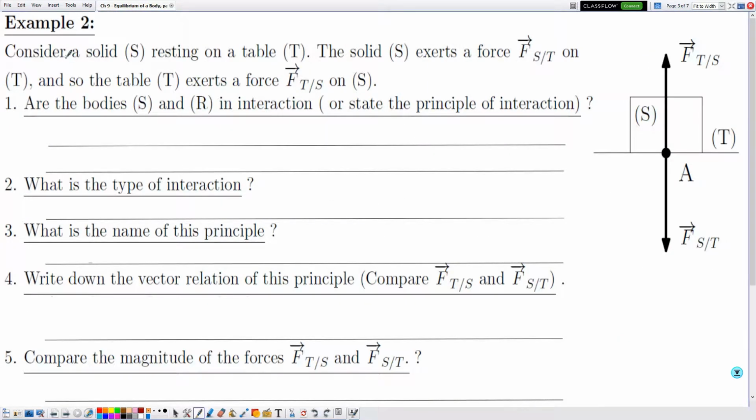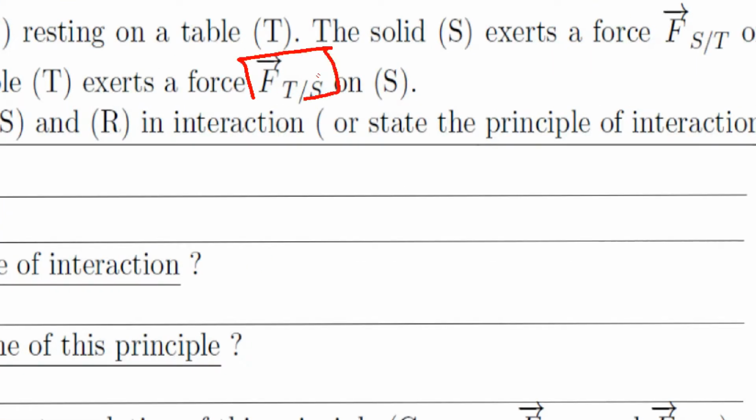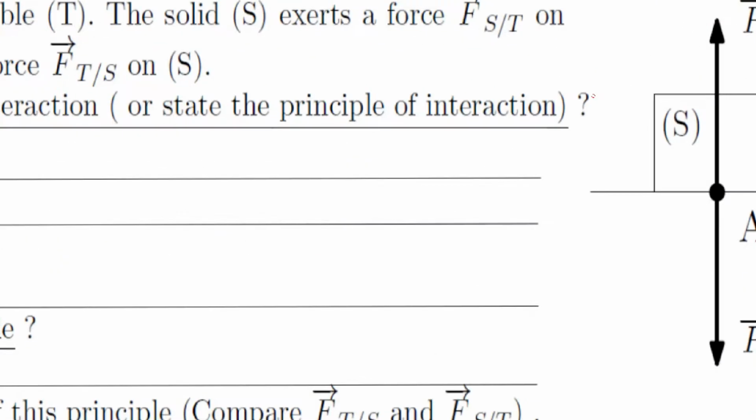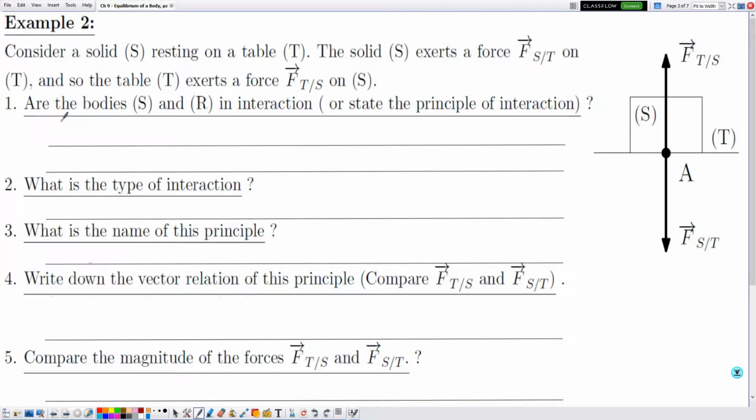Then consider a solid S resting on a table. The solid S exerts a force Fs on T. So according to the principle of interaction, we must have another force given by Ft on S. Now, are the bodies S and T in interaction, or in other words, we need to state the principle of interaction? Then let me say yes.